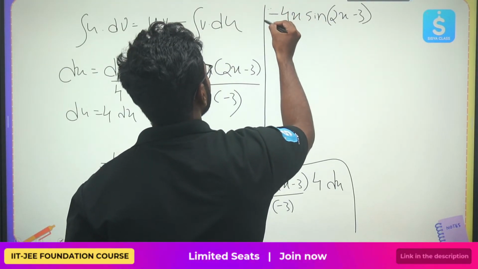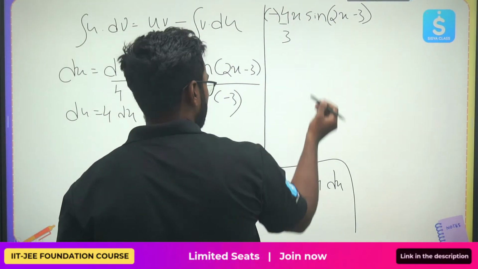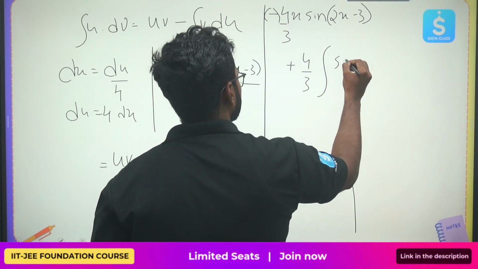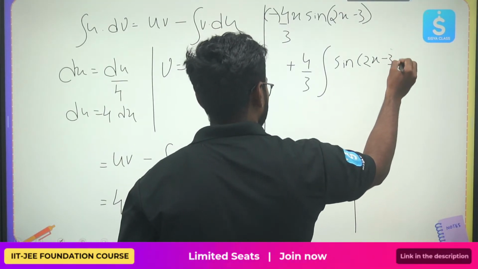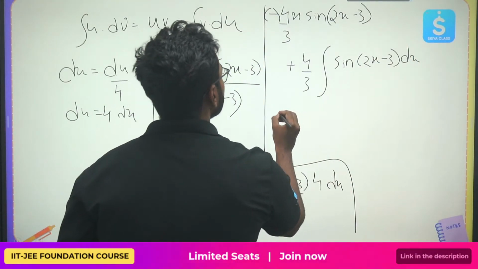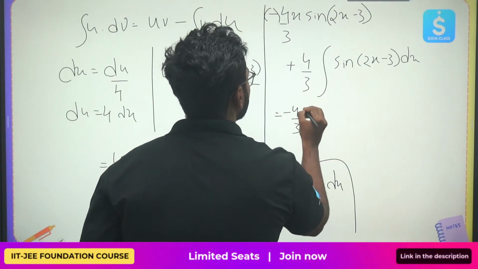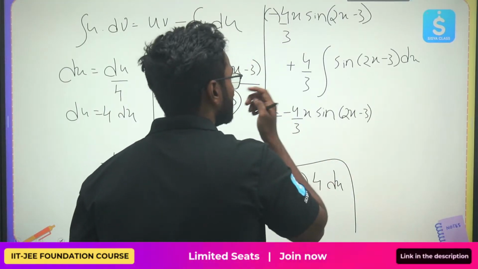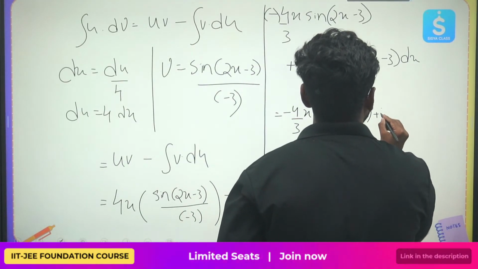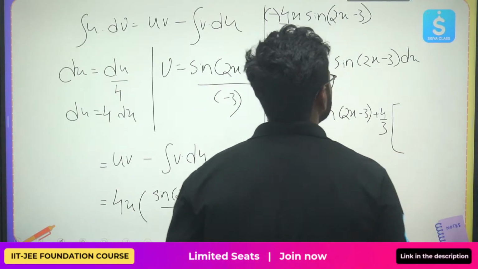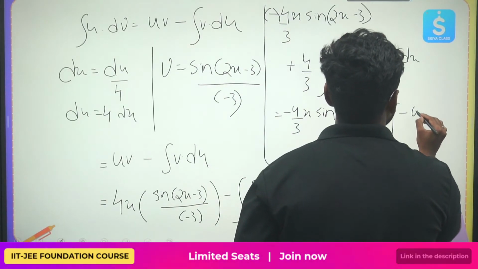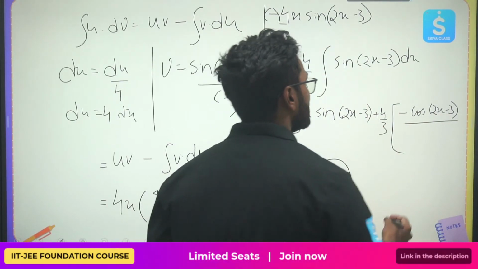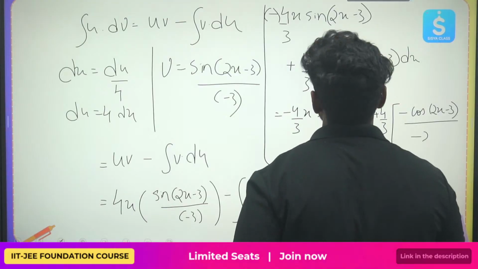Right, you understood this part. Now if I open this, minus minus would be positive, 4 by 3 integral of sin(2 minus 3x) dx. This should be minus 4 by 3 x sin(2 minus 3x). Now if I open the integration, this should be plus 4 by 3, sin should become minus cos, by the inside part.